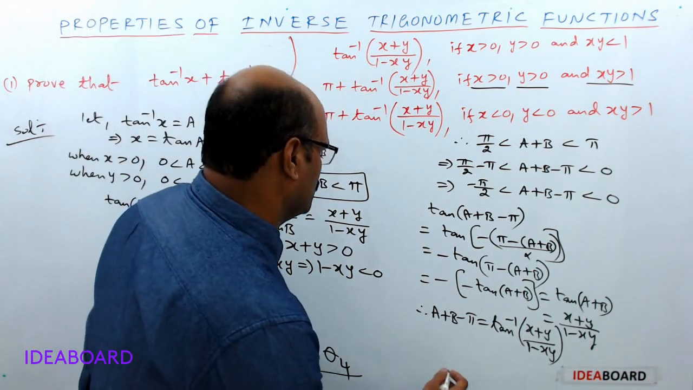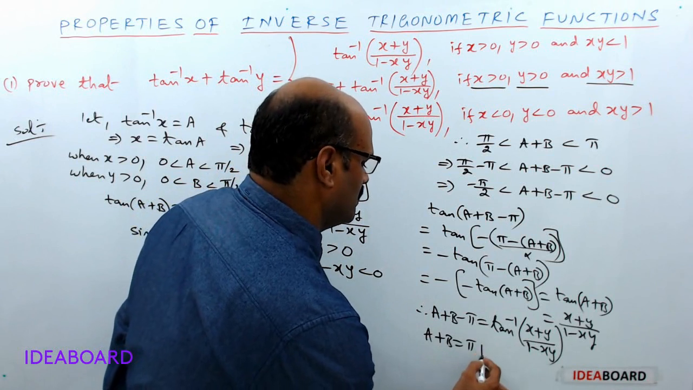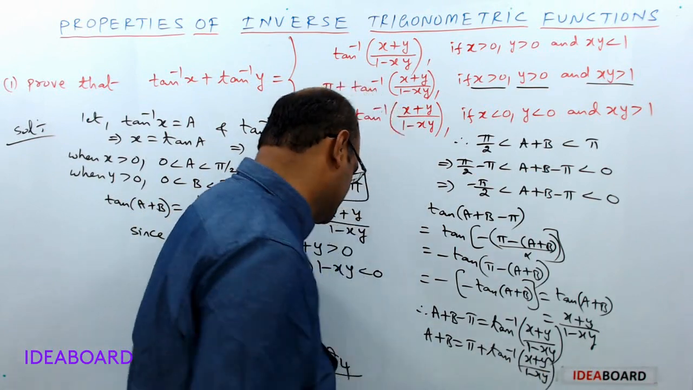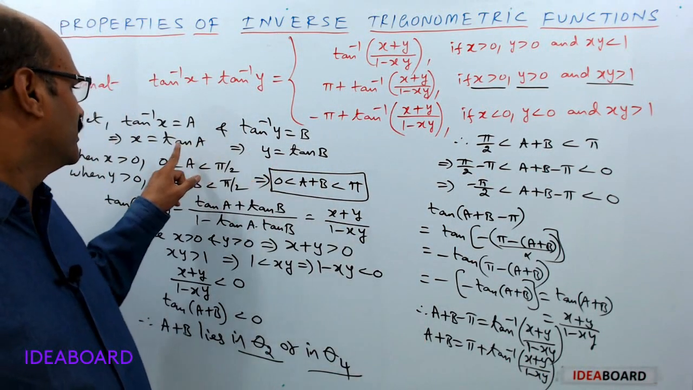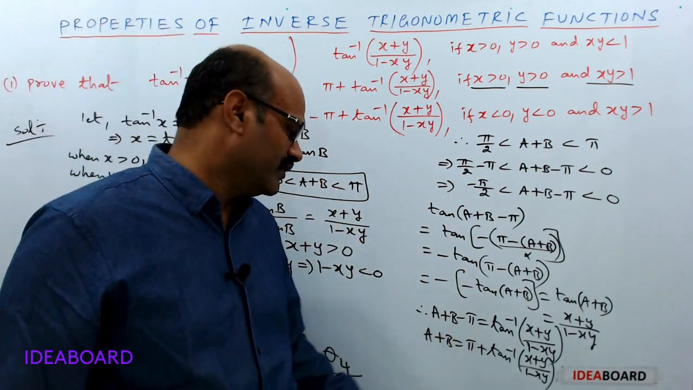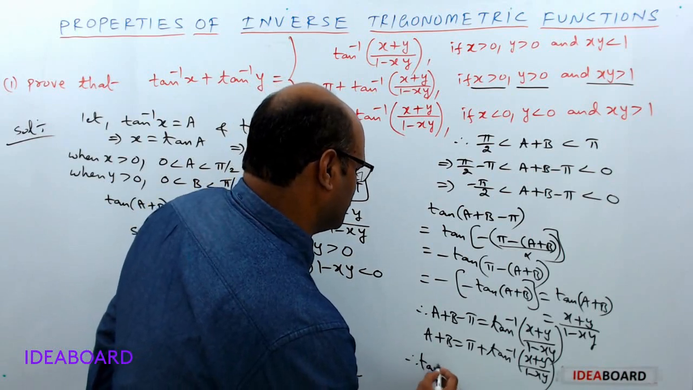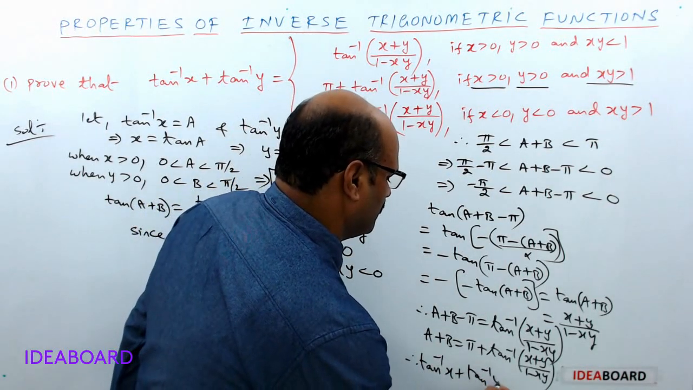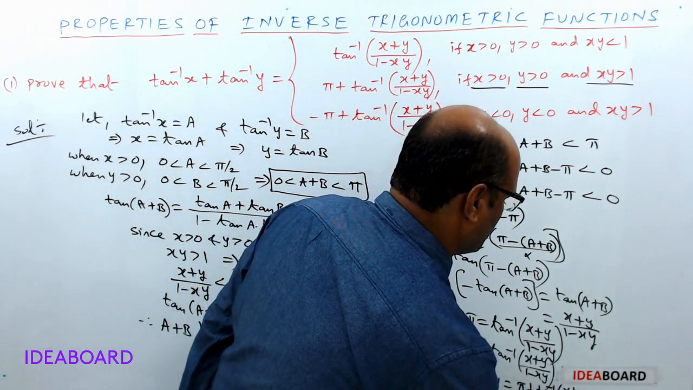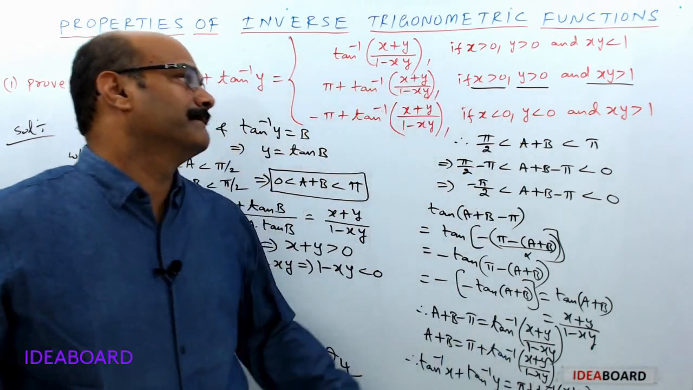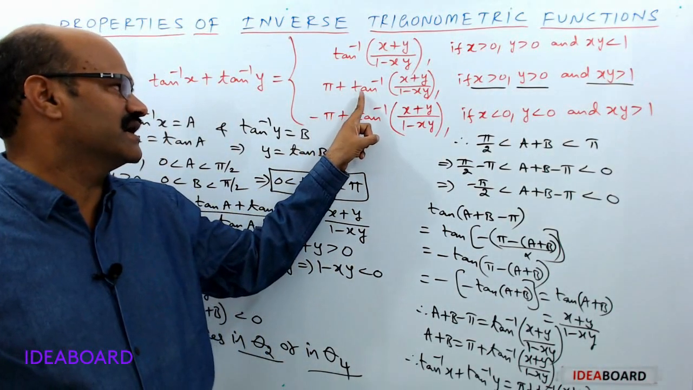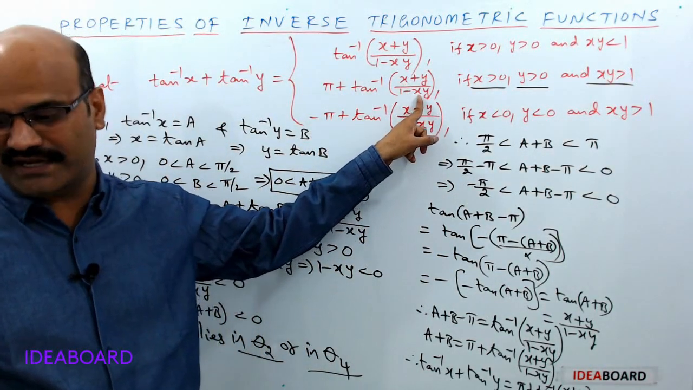Therefore, a plus b equal to pi plus tan inverse of x plus y by 1 minus xy. A equal to tan inverse x, b equal to tan inverse y. Therefore, we can write tan inverse x plus tan inverse y equal to pi plus tan inverse of x plus y by 1 minus xy. Whenever x into y is more than 1, we have to take the formula pi plus tan inverse of x plus y by 1 minus xy.